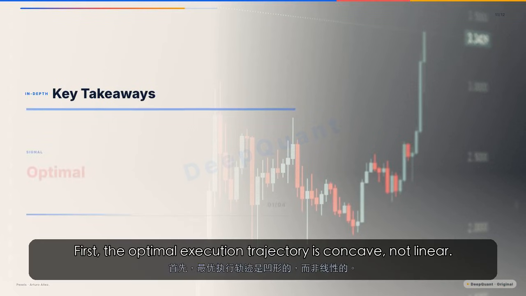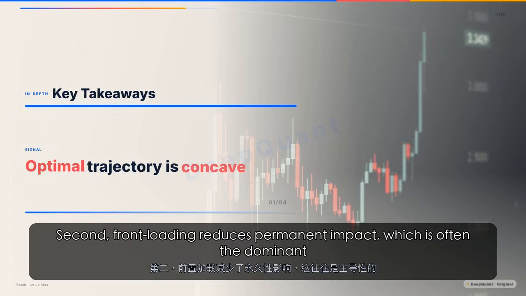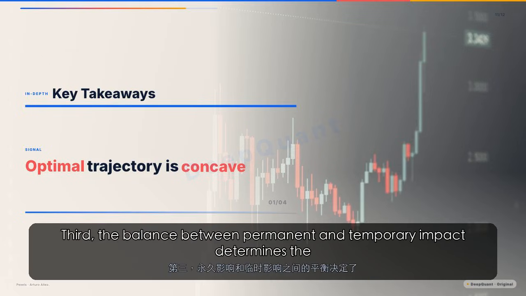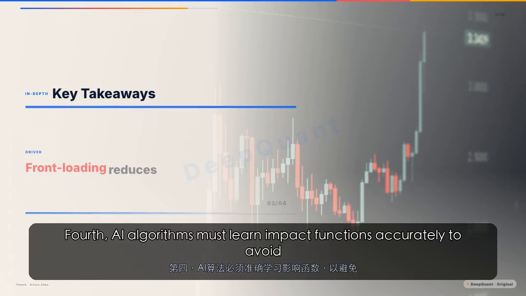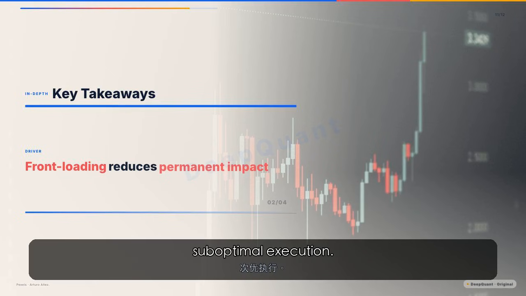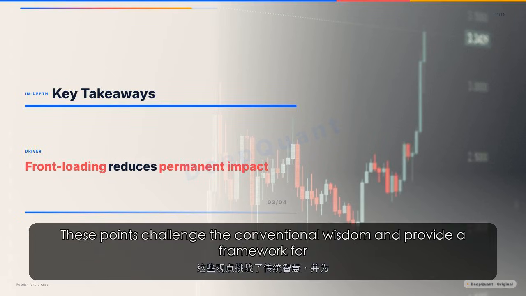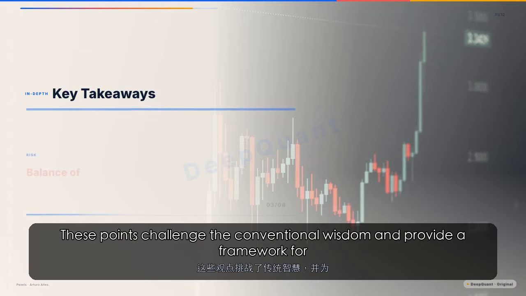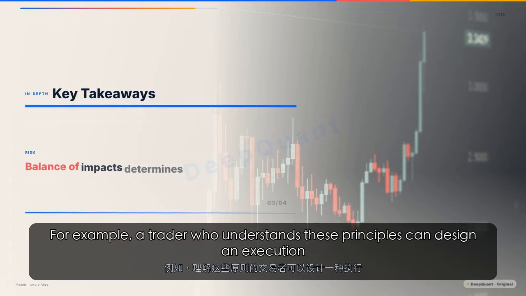First, the optimal execution trajectory is concave, not linear. Second, front-loading reduces permanent impact, which is often the dominant cost. Third, the balance between permanent and temporary impact determines the degree of front-loading. Fourth, AI algorithms must learn impact functions accurately to avoid suboptimal execution. Fifth, the model has limitations, but its core insight is robust. These points challenge the conventional wisdom and provide a framework for better execution.